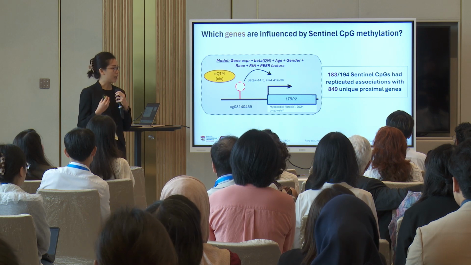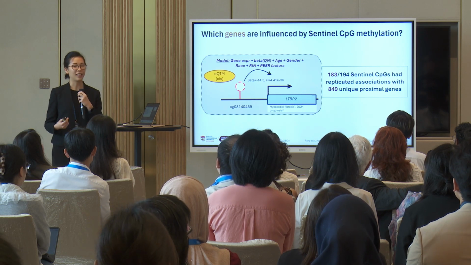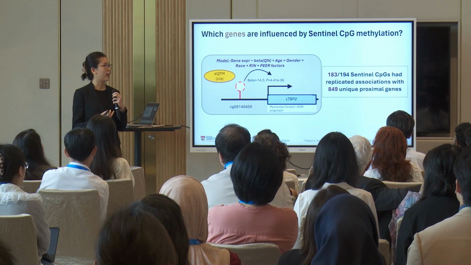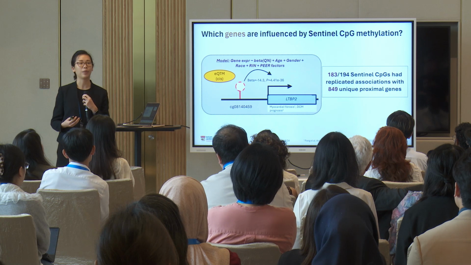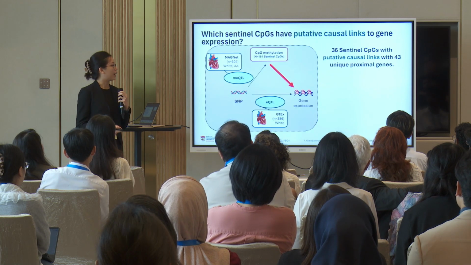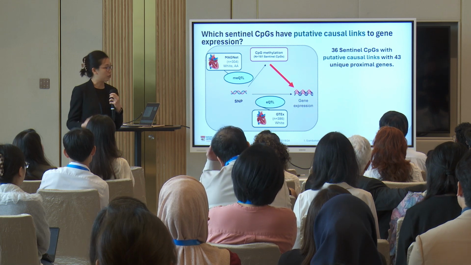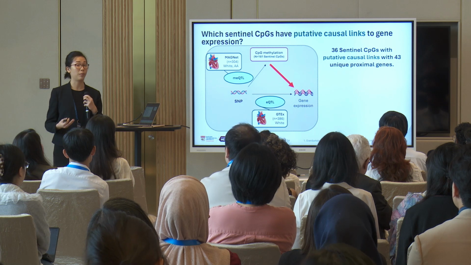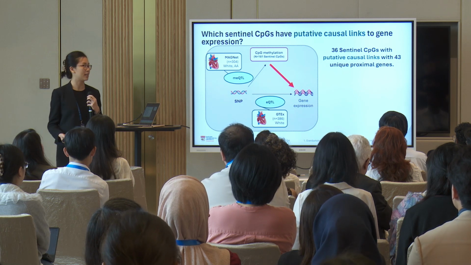LTBP2 has roles in myocardial fibrosis and DCM prognosis. So this just provides a flavor of the fact that our analysis is capturing some known aspects of DCM pathogenesis. But we didn't just identify known genes. We found some evidence for other genes which have not really been well studied in the cardiac context as well.